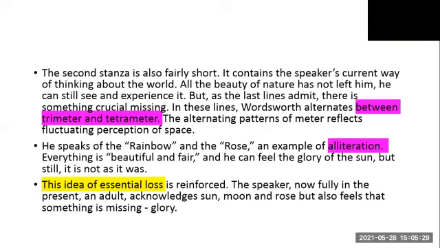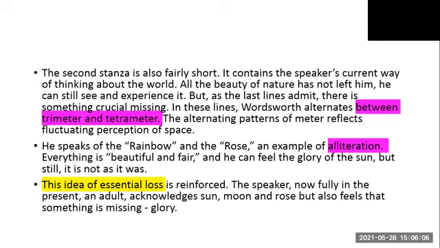So you notice that this second stanza is somehow short. It contains the speaker's present way of thinking about the world. All the beauty of nature has not left him. He can still see this beauty and experience it. But as the last 2 lines make clear, there is something crucial missing.